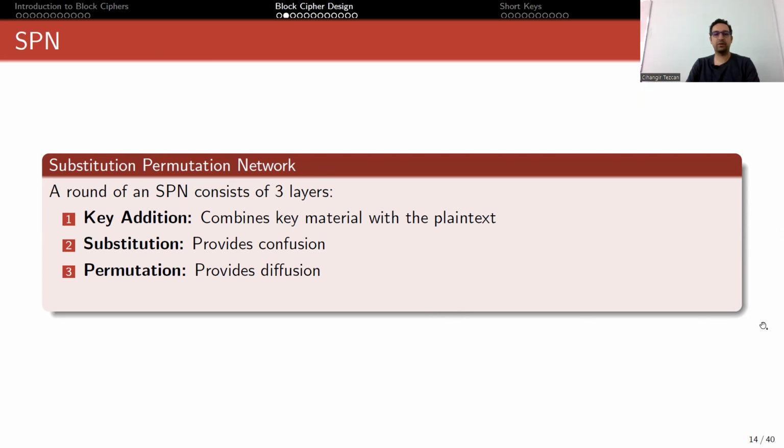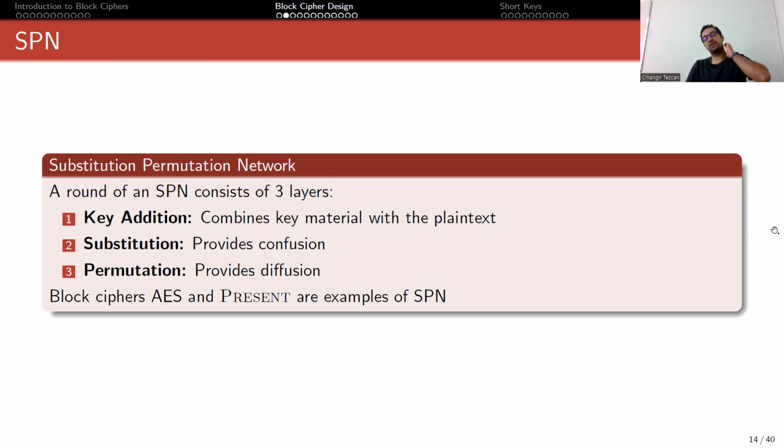Generally, it consists of three layers. Key addition combines the key material with the input. Substitution, this layer provides confusion. And a permutation layer, which provides diffusion. As you can see, the diffusion and confusion ideas are used here, and the key material is combined with the input. There are many block ciphers that are designed as SPN, like AES, the Advanced Encryption Standard, or PRESENT, which is a lightweight block cipher, an ISO standard.